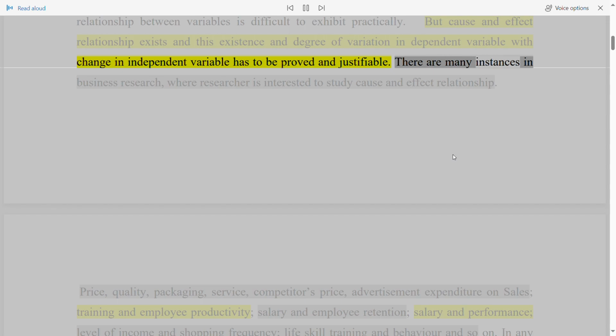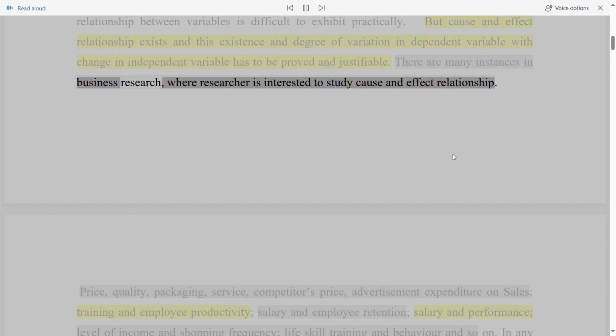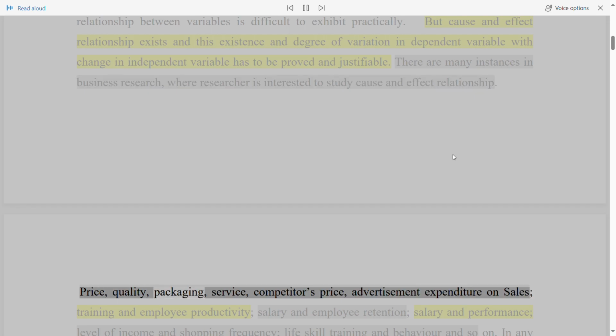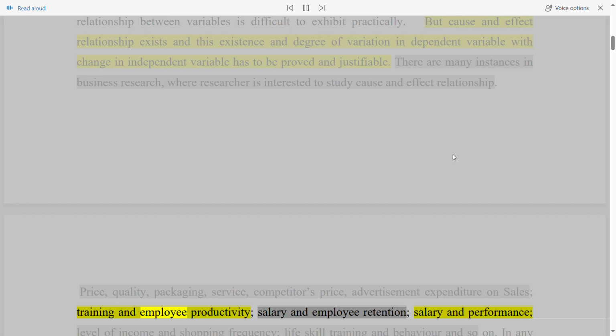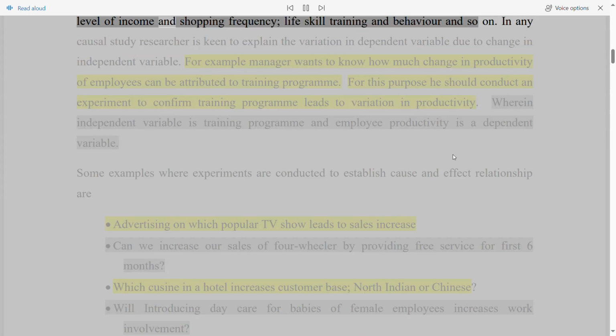There are many instances in business research where the researcher is interested to study cause and effect relationship: price, quality, packaging, service, competitors' price, advertisement expenditure on sales, training and employee productivity, salary and employee retention, salary and performance, level of income and shopping frequency, life skill training and behavior, and so on.